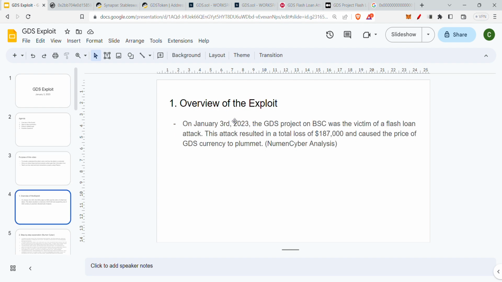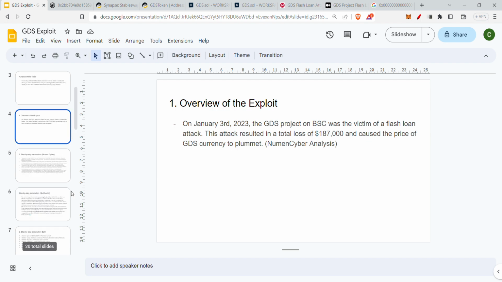Now let's start with the overview of the exploit, taken from Numen Cyber Analysis. On this date, the GDS project on BSC was a victim of a flash loan attack. This attack resulted in a total loss of 187,000 and caused the price of GDS currency to plummet.